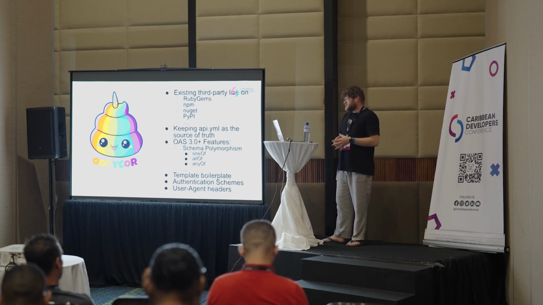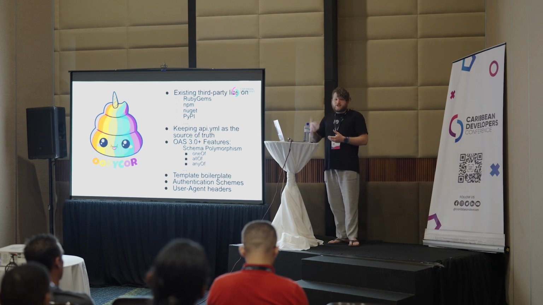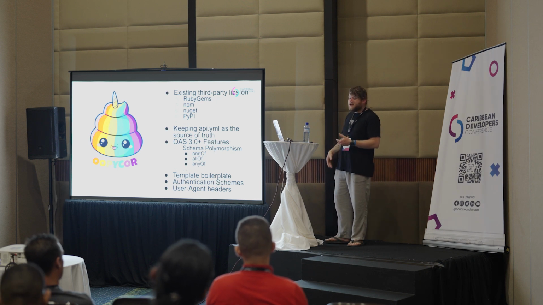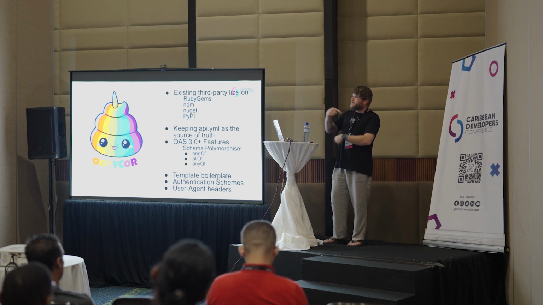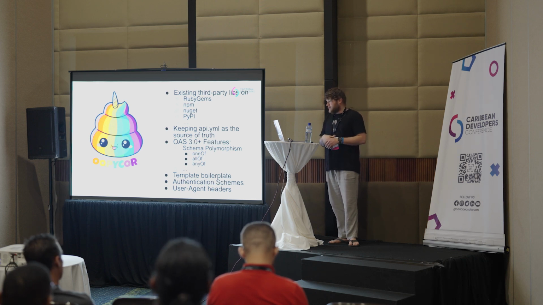The other challenge was just keeping that YAML file as a source of truth. So we have our product engineers keep building new API endpoints. They don't remember to update the schema, right? So we had to figure out, okay, how do we work together as a company a little bit, right? The other thing is that some of the more recent OpenAPI specification features in 3.0 plus in particular don't work in OpenAPI Generator.